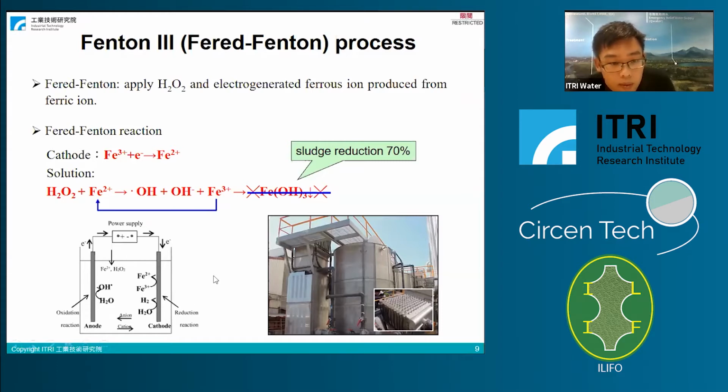You can see here. Therefore, the ferrous iron can react with hydrogen peroxide continuously. It also could decrease the consumption of iron agent and the sludge volume over 70%.